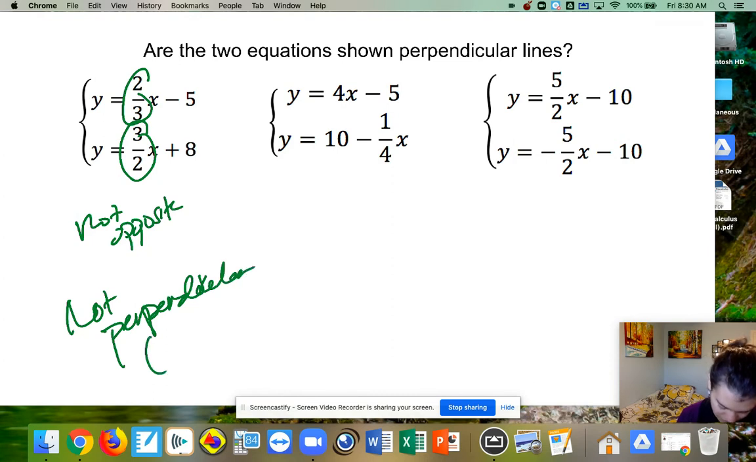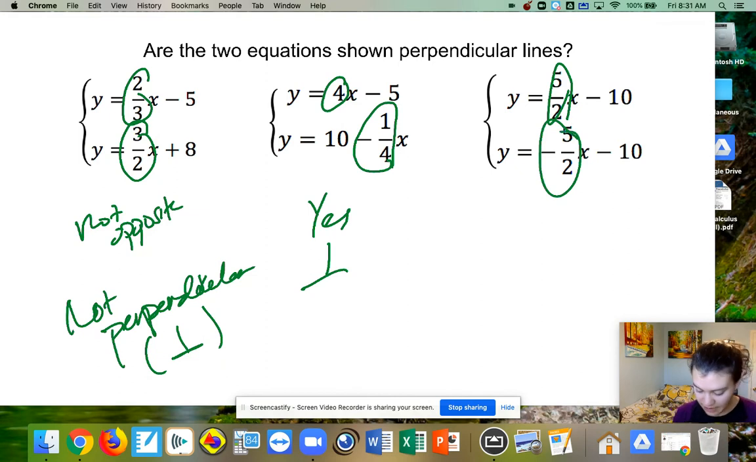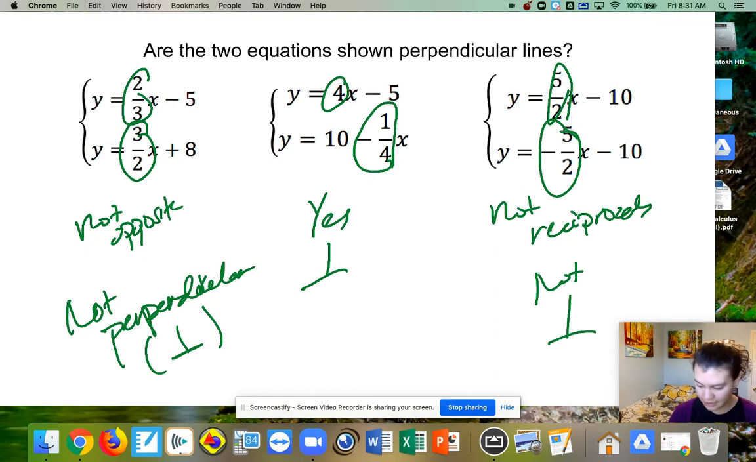As a note, this symbol means perpendicular, so I'm going to start writing that because it's a lot faster. So now we're looking at our slopes here. We have 4 and -1/4. We flipped it. That worked. And one's negative and one's positive, so that works. This would be yes, perpendicular. Now looking here, we have 5 halves and 5 halves. One's negative, one's positive, so they're different signs, but they aren't reciprocals. So not reciprocals. So this would be not perpendicular.